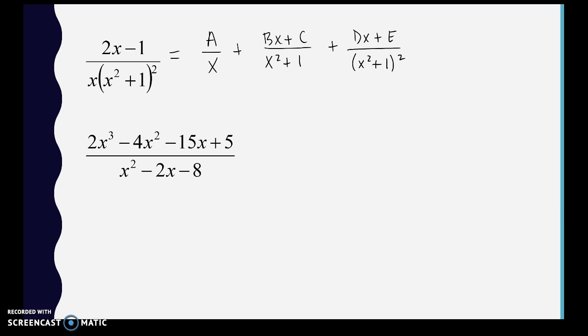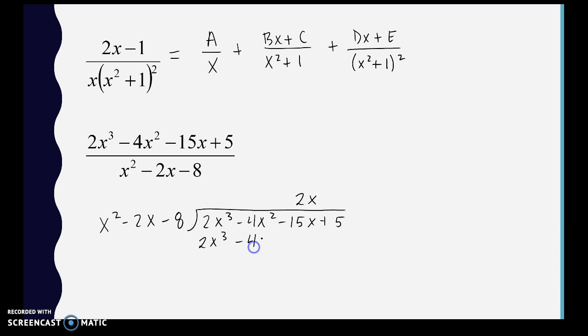All right, and then the third type, so you'll see linear and quadratic factors, and then the third type of rational functions we could see is where the degree of the numerator is greater than or equal to the degree of the denominator. So we start these decompositions by first dividing. So 2x cubed minus 4x squared minus 15x plus 5. 2x cubed divided by x squared gives me 2x.